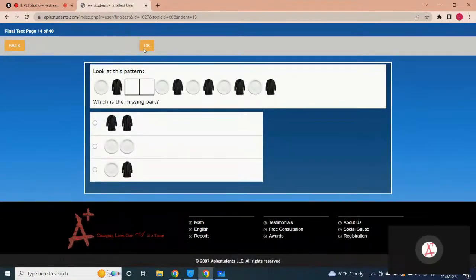Okay, look at this pattern. Which is the missing part? 1, 2, or 3. Option number 3 is missing. Got it? Select the correct option and click on the OK button.